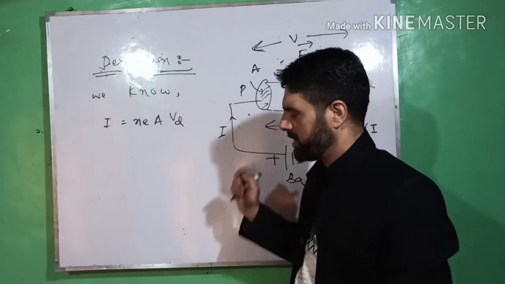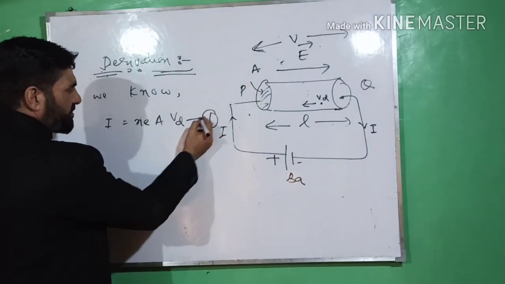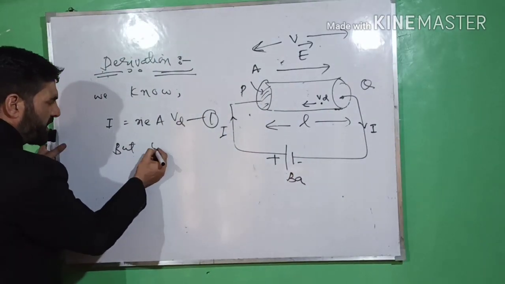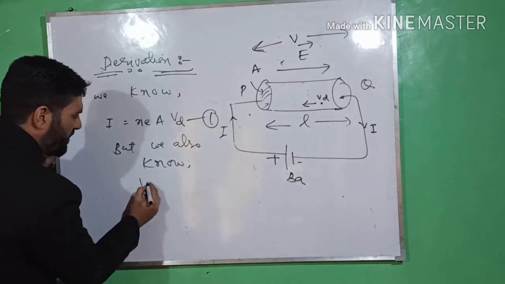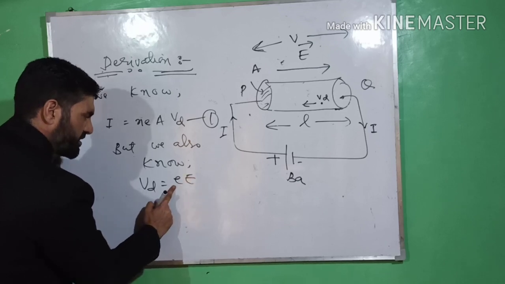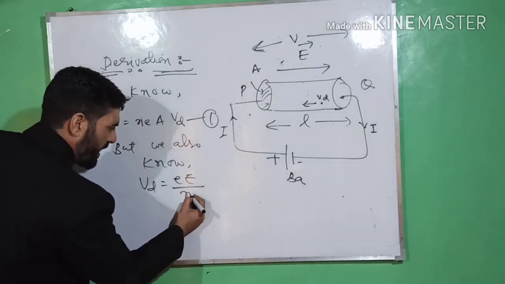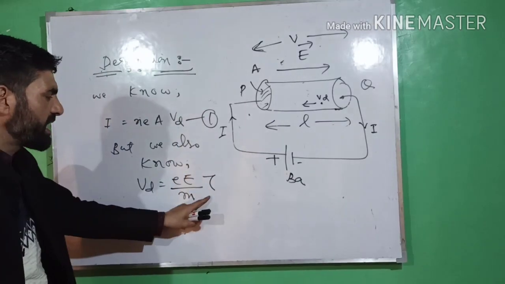Moving from positive to negative. See now, we know this first equation, but we also know that VD is equal to E tau by m, where e is the electronic charge, E is the electric field, m is the mass of an electron, and tau is the average relaxation time.